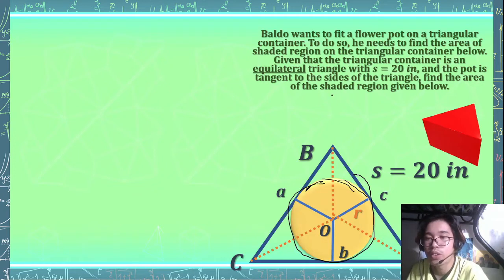Given that the triangular container is an equilateral triangle with a side measurement of 20 inches and the pot is tangent to the sides of the triangle, we need to find the area of the shaded region, this yellow part. So the question is, what's the area of the yellow region? How do we find the area of the yellow region?